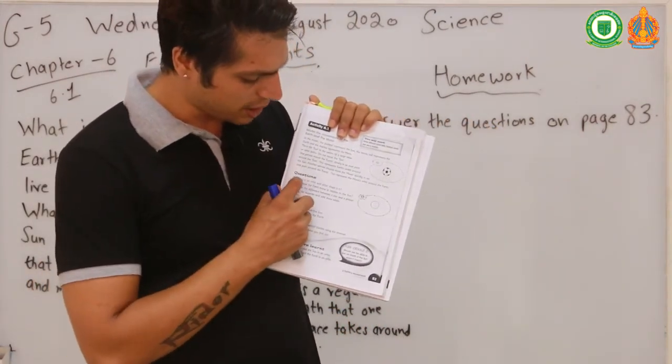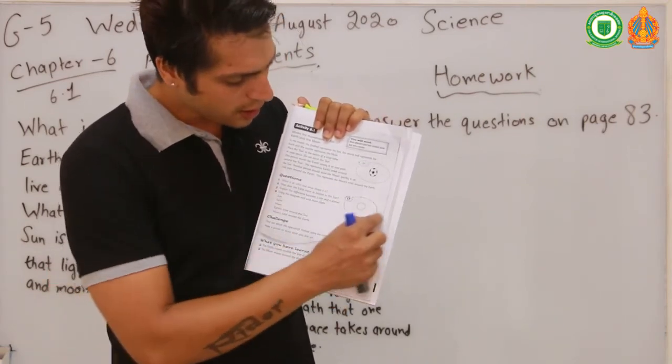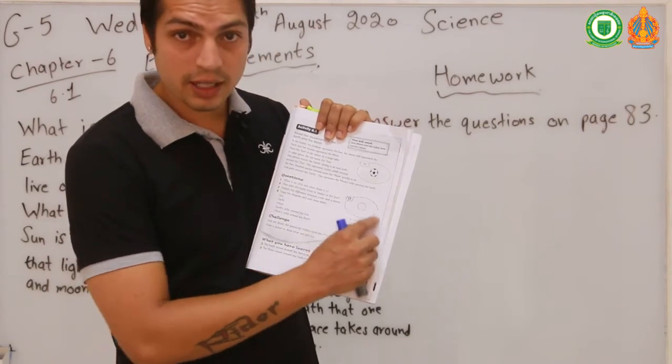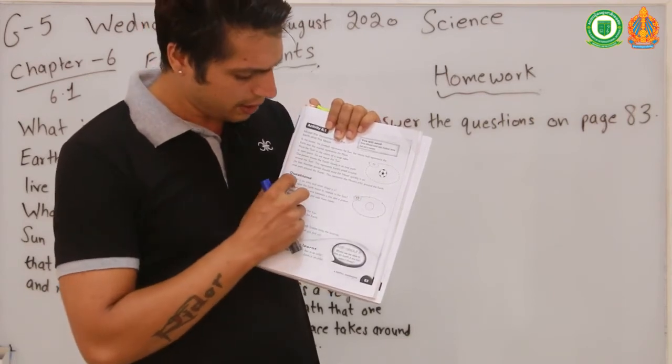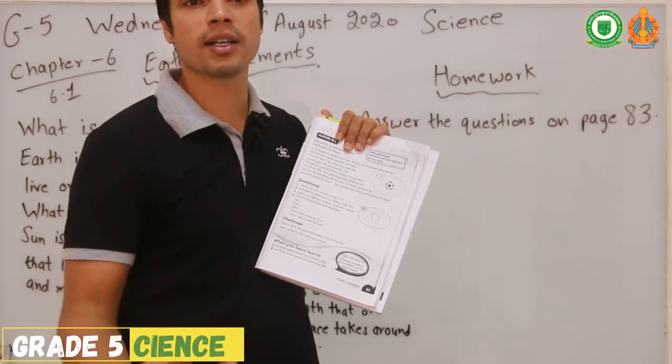Answer the questions. What is an orbit and what shape is it? Can you see the shape? What shape is this? So answer it, okay. What is an orbit? I explained it to you in the first video.